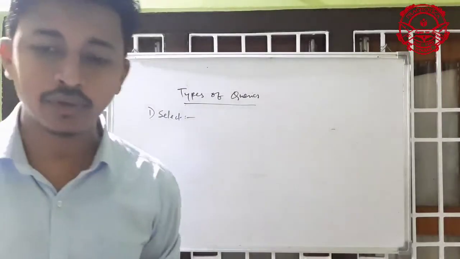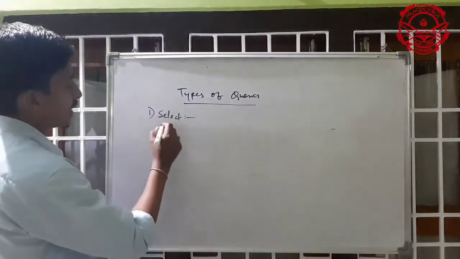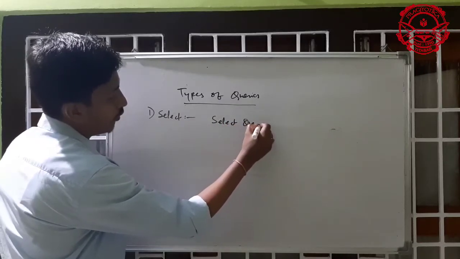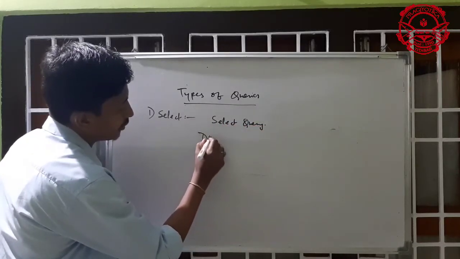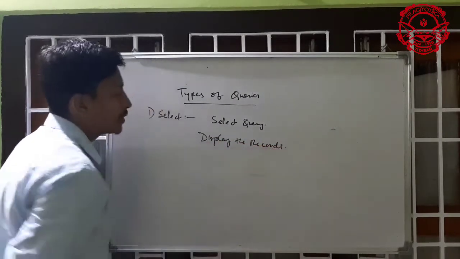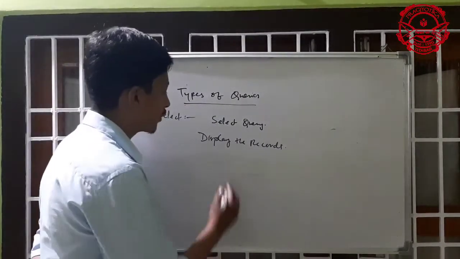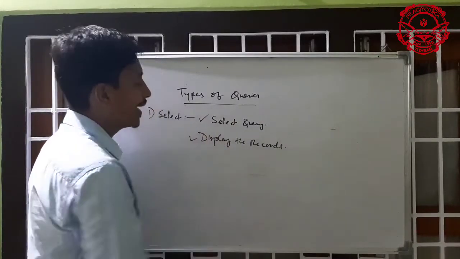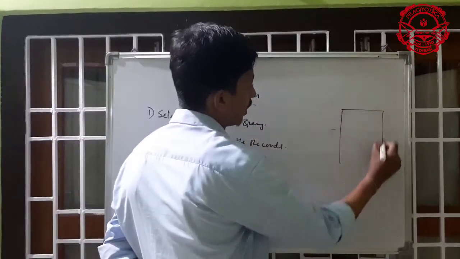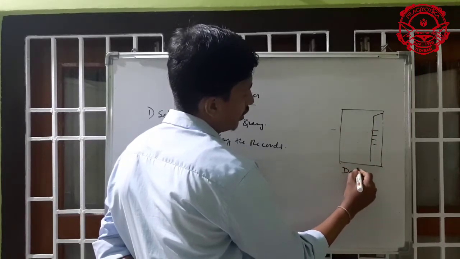Select means what? You can see in the book, this query selects and displays records in a table. When you use the select query, it will display the records from a database, and it will also select the query. For example, this is the database.